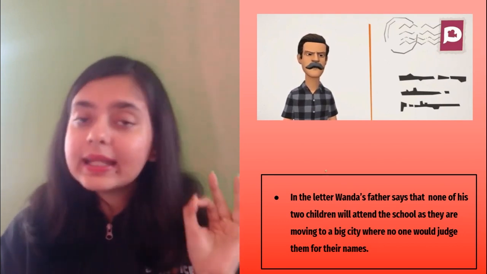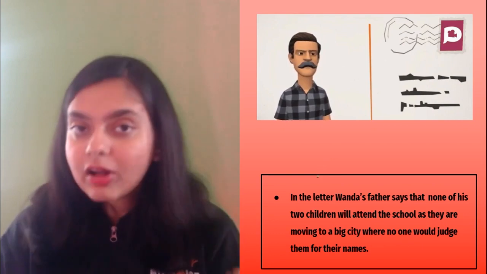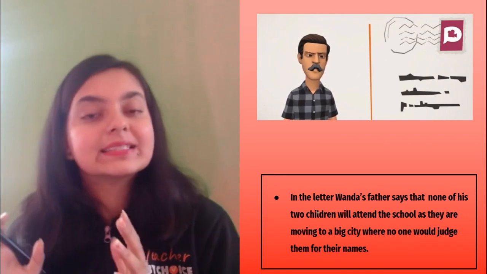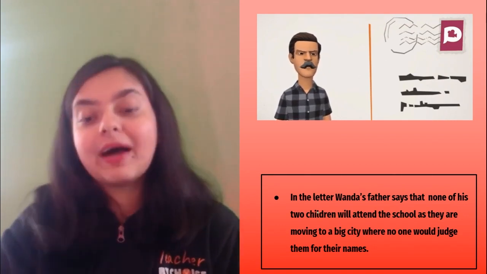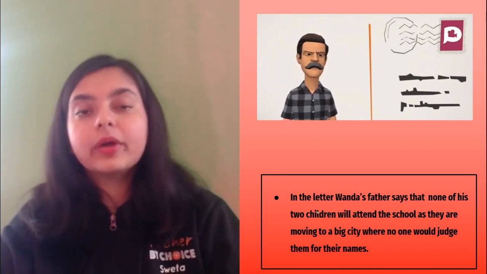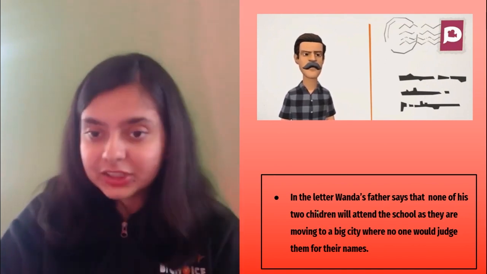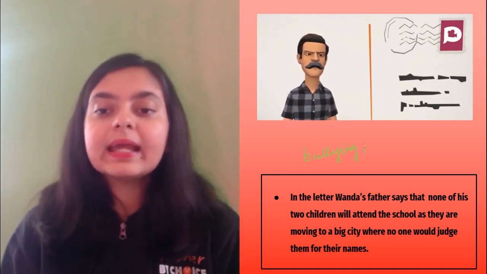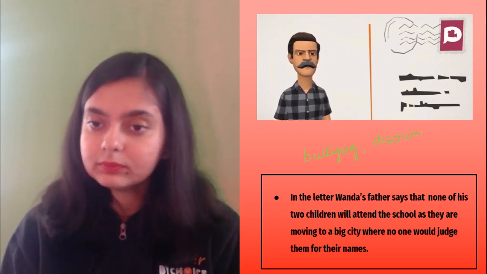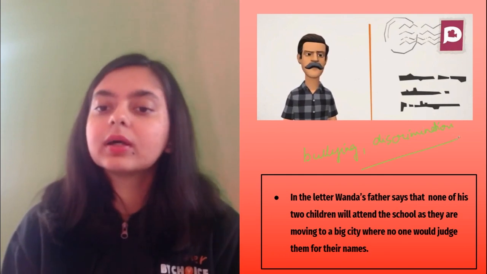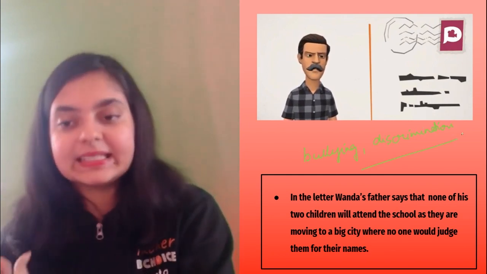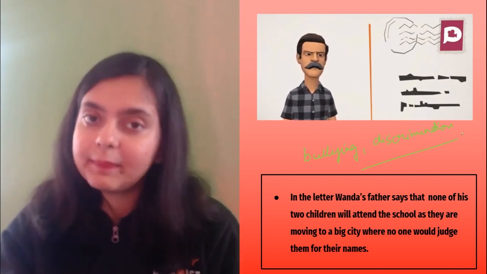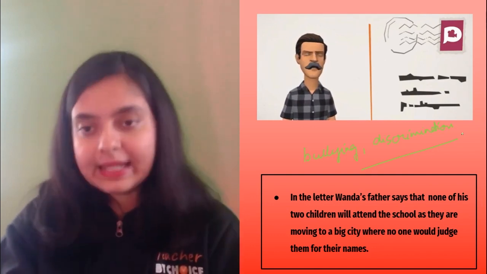Now, what did Wanda's father mention in that letter? That none of his two children will attend the school, because they are moving to a big city, where no one is going to judge them for their name. So what Wanda was going through was a kind of discrimination, right? In this school, she was facing bullying and discrimination. Therefore, they decided to move to a big city, where no one would have this judgmental attitude, and no one would discriminate against them on the basis of their names.